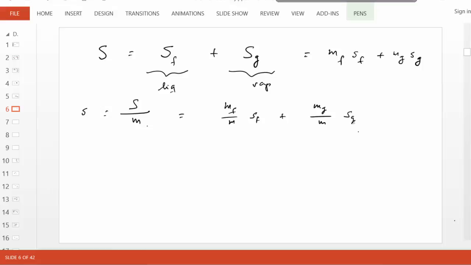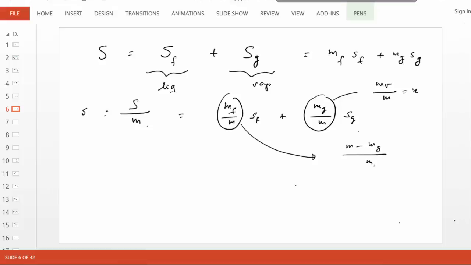You can also immediately see what this quantity is. This is nothing but mass of vapor by total mass, right? The vapor is at the g state, so that's nothing but x. And what is this quantity? We can write that as mf is nothing but m minus mg, because there is only vapor and liquid. There is nothing else. So this becomes 1 minus x. Therefore, the formula reduces to 1 minus x times sf plus x times sg.